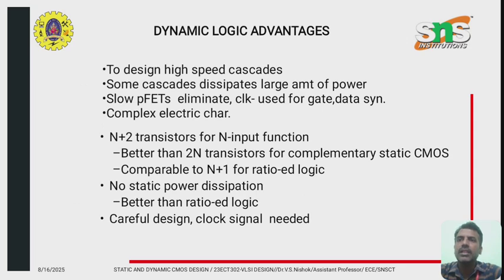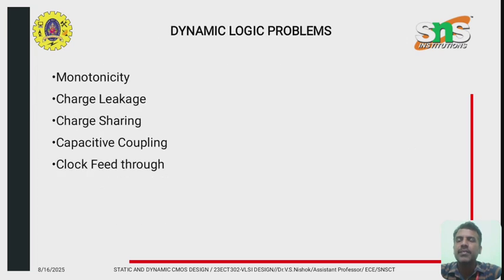So the general advantages of dynamic logic: it is used for high speed cascade circuits, and the main advantage is the smaller number of transistors. Only n plus 2 transistors are needed, whereas in static CMOS logic 2n transistors are needed. Comparably it uses much less logic, and no static power dissipation is another main advantage. Then coming to the limitations, we have monotonicity, charge leakage, charge sharing, capacitive coupling, and clock feed through.